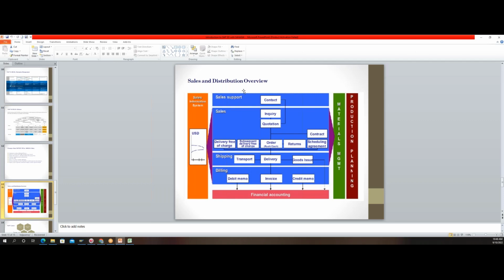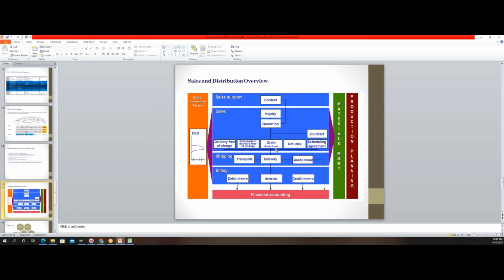Proceeding further, so sales and distribution overview, let's keep it simple. Let's not get into all of these things now. Due to the shortage of time, I'll just put it simple. We have sales, shipping, and billing, which is integrated with financial accounting, and then your sales is integrated with materials management and production planning.